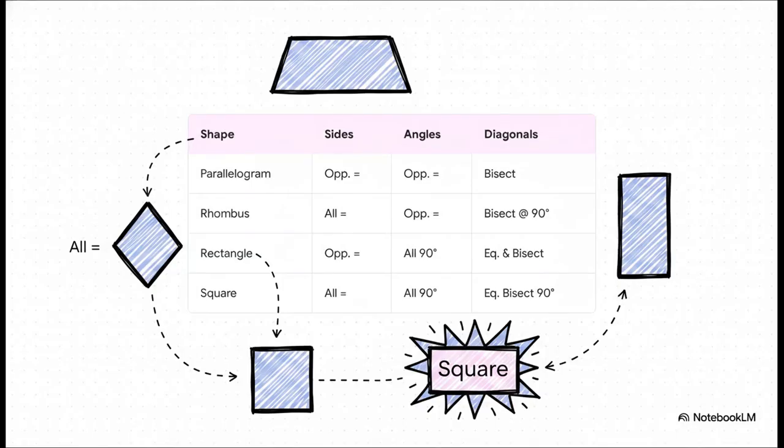Now this summary right here, treat it as your ultimate cheat sheet. Notice how the parallelogram acts as the base parent shape. The rhombus upgrades the sides and the diagonal angles. The rectangle upgrades the interior angles and the diagonal lengths. And the square, it just boldly checks every single box. If you can grasp this interlocking logic, you are seriously going to be unstoppable on your exam.